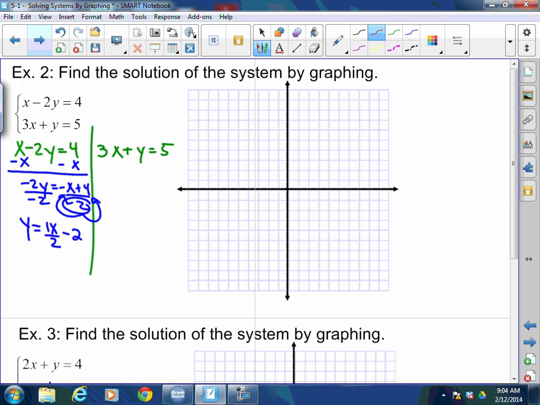And then we'll do it in red. This guy over here, we got negative 3x to both sides. Oh, we're done. Y, that looks like an x. I apologize. Y equals negative 3x plus 5.